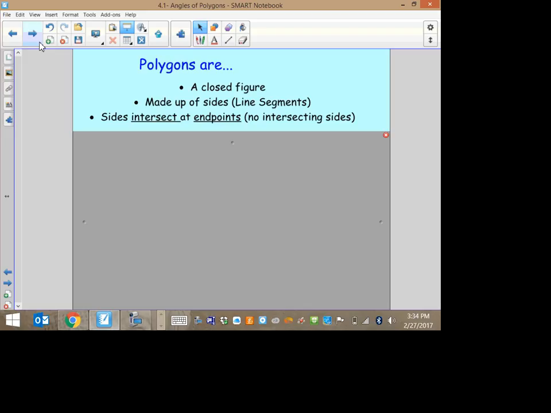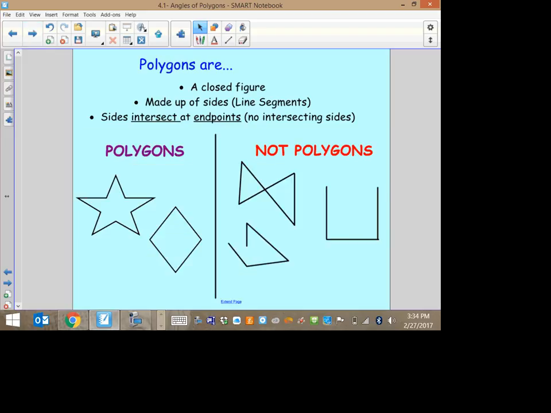So first of all, many of you have heard of a polygon before. A polygon is a closed figure, and it's made up of sides. In other words, line segments. And then the sides intersect at endpoints, so there are no intersecting sides.